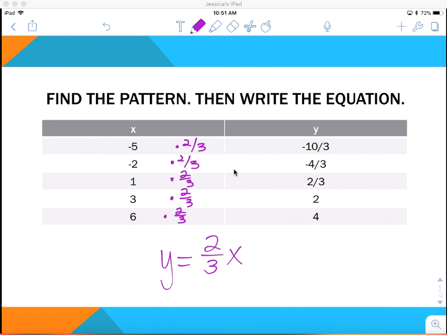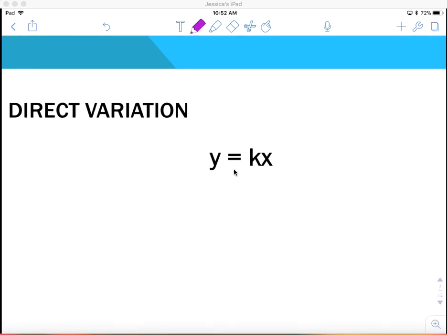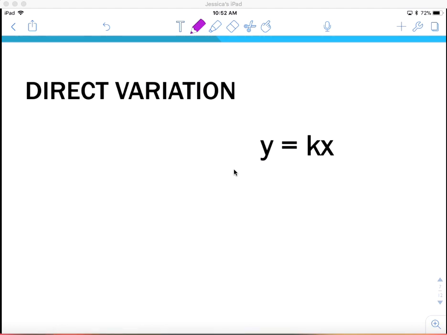So when it's a more complicated fraction or decimal, you can always find it by dividing y over x. This is the whole meaning of direct variation. Direct variation follows the pattern y equals kx. K is like your slope, like the m value that we've talked about before. K is also known as your constant of variation.